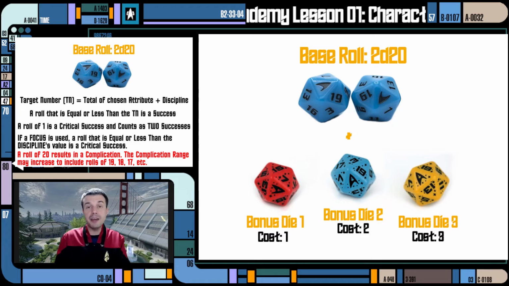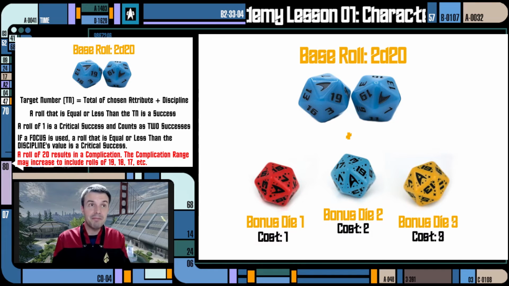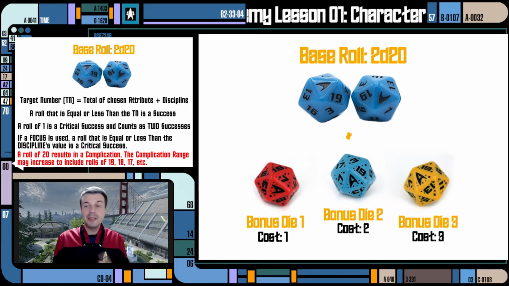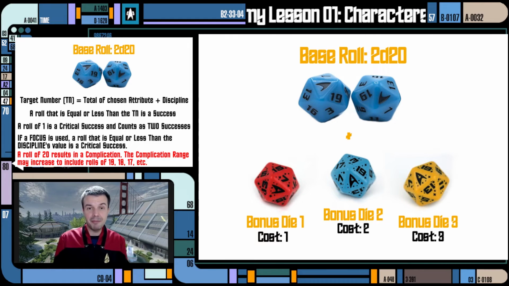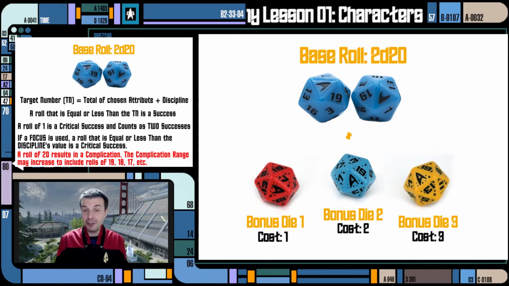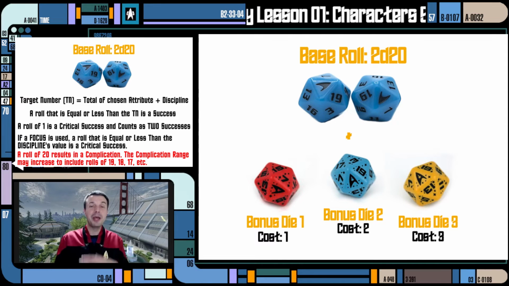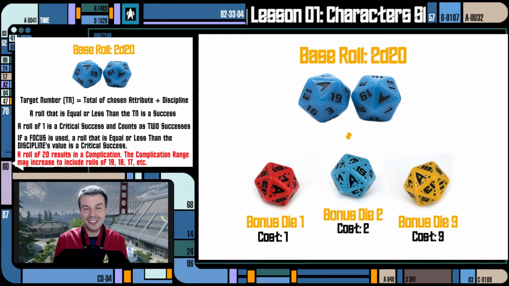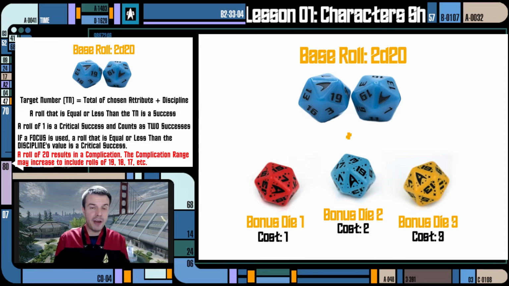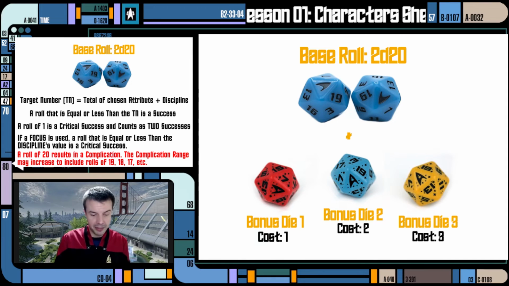So you could get up to 5 dice. So in theory, you could roll 10 successes if you have 5 dice. Never seen it happen. I would love to see it happen. But you could roll 10 successes if you buy all 5 dice, if you're rolling all 5 dice.